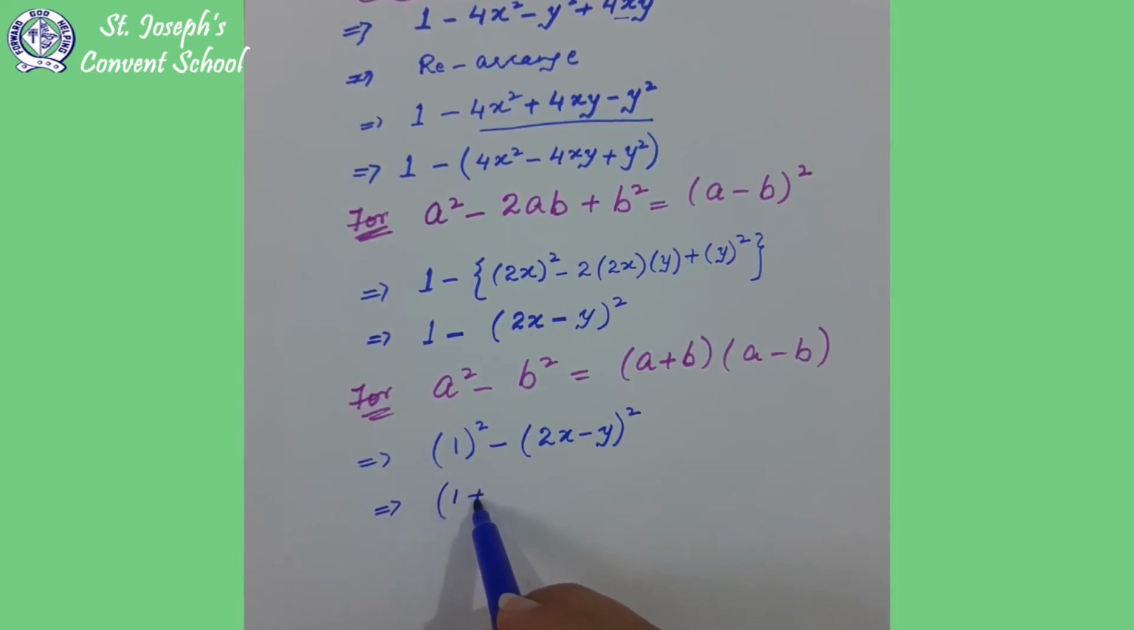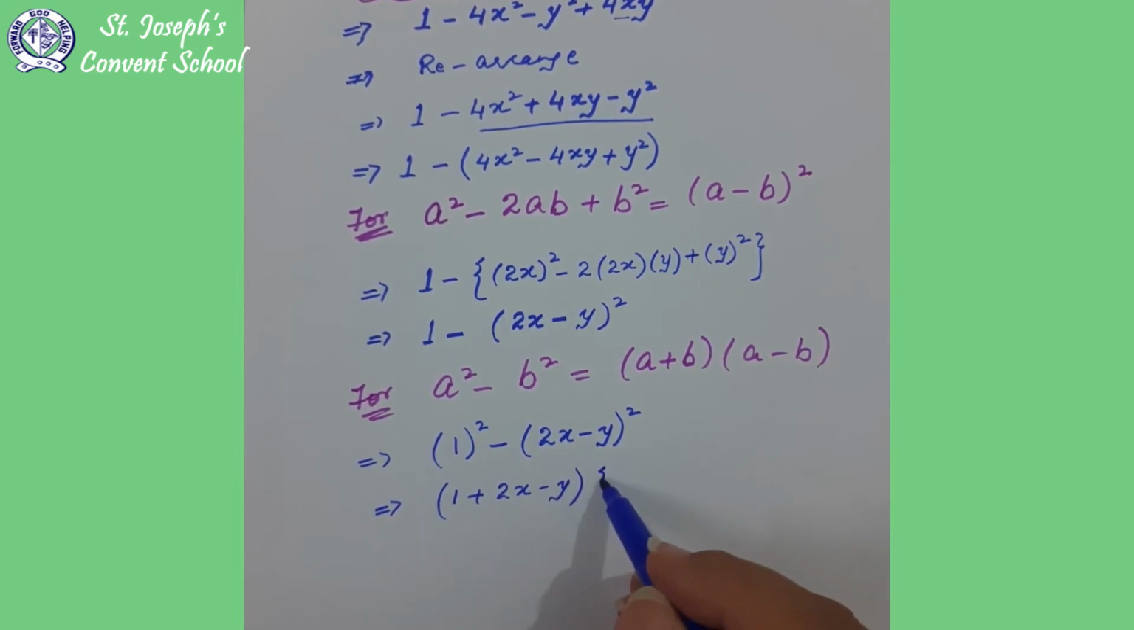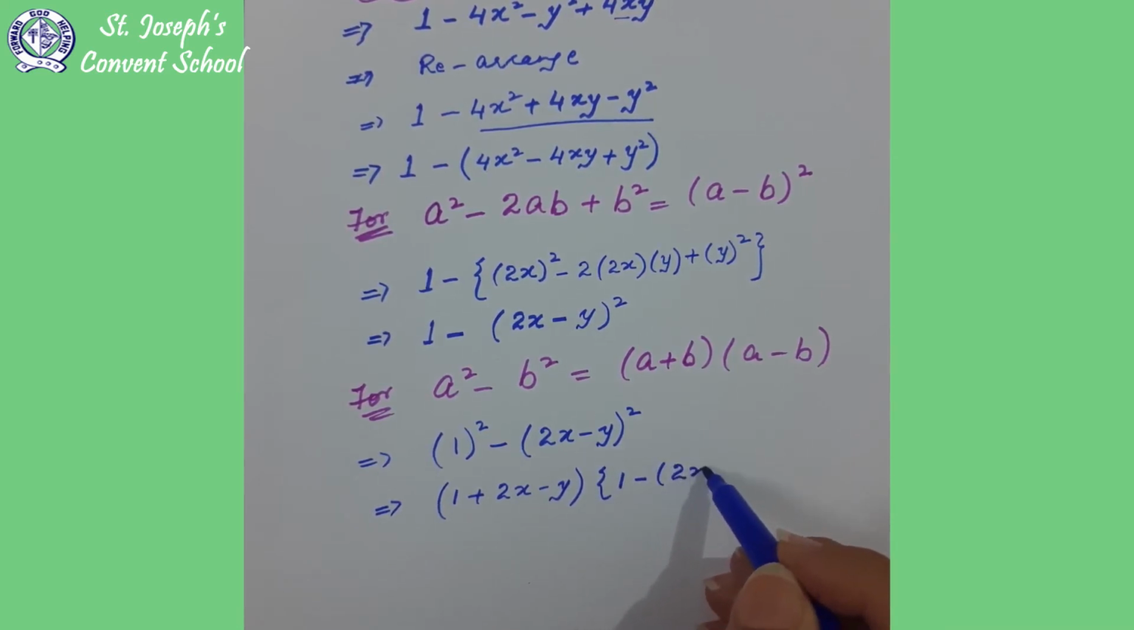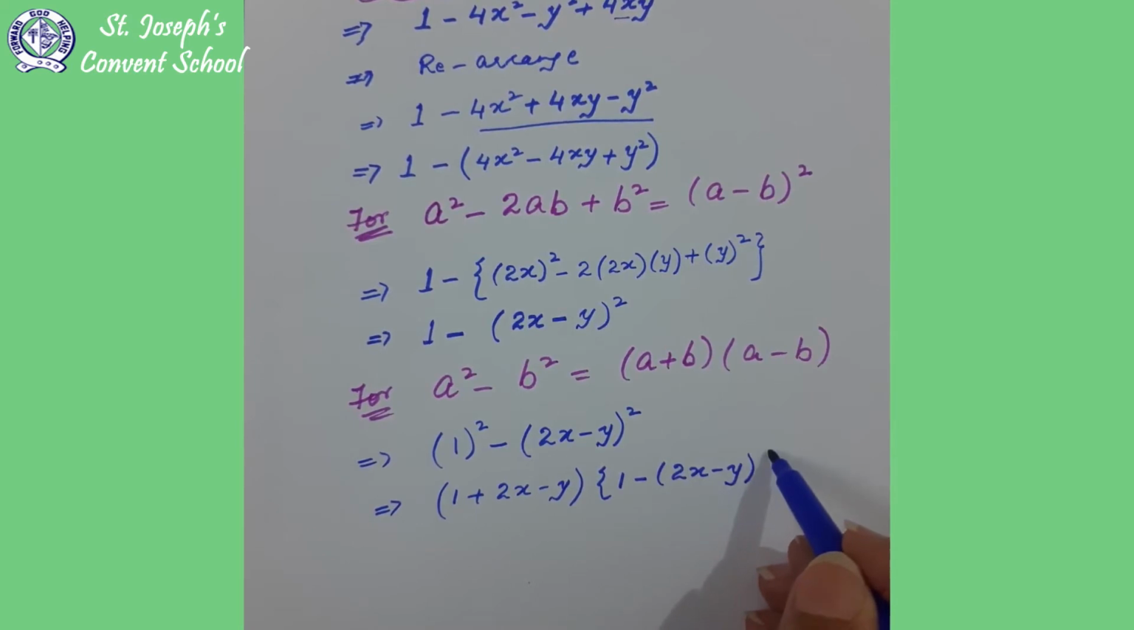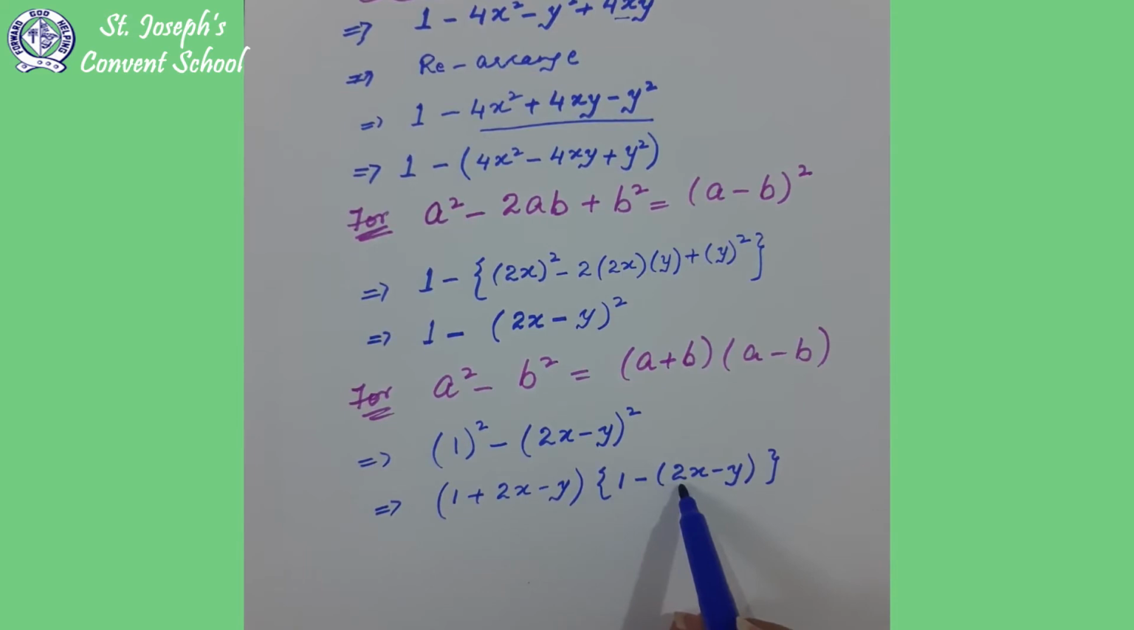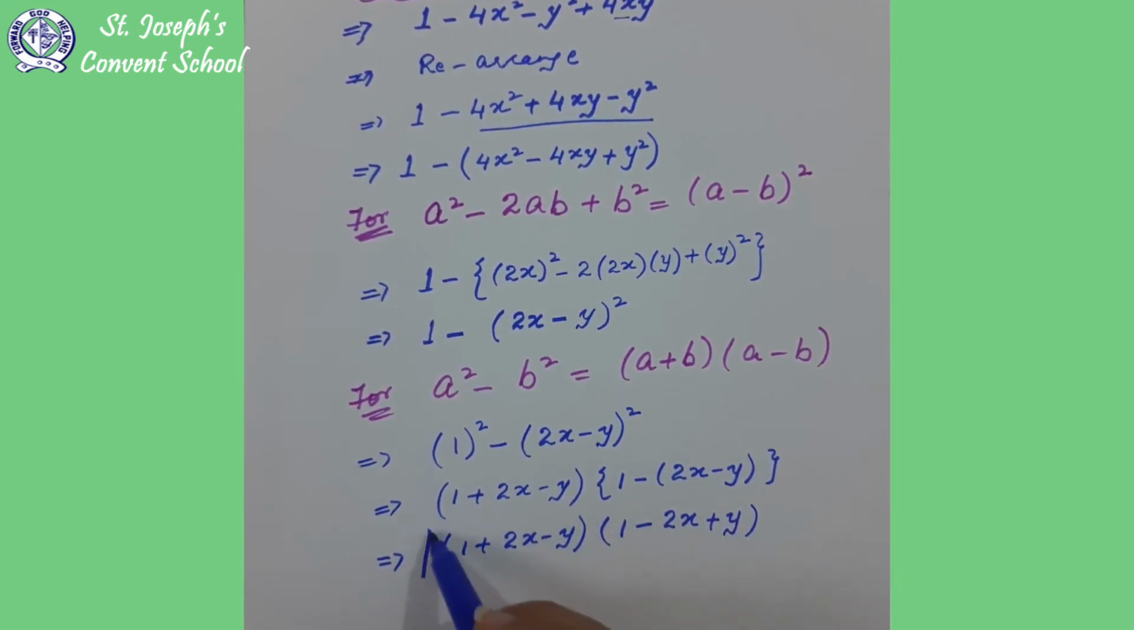So a square minus b square equals a plus b, a minus b. So a plus b and a minus b. You will write it in the bracket because outside is a minus sign. Okay, a plus b and a minus b. Next step, you will open the bracket, this as it is, and the second one will change, minus minus into minus is plus y. So this is the answer.